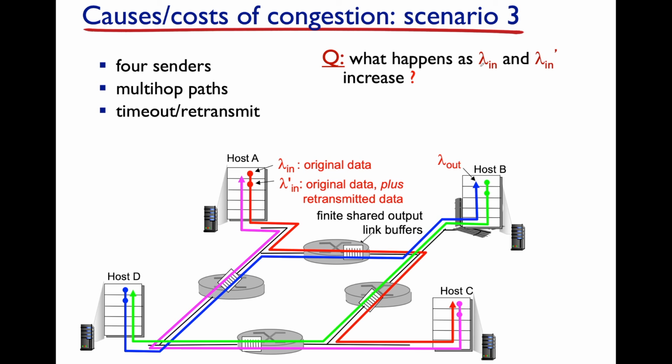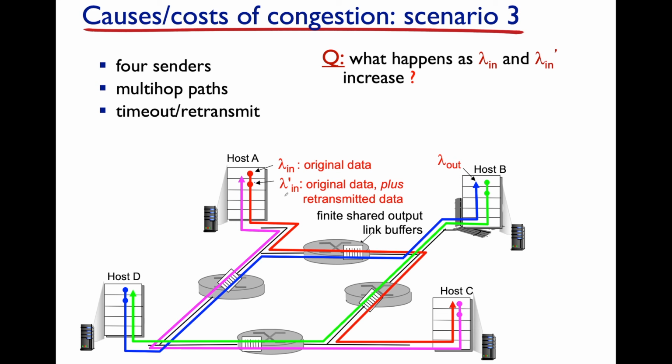If you have fractional usage of a link, that fractional usage from someone else's pathway between source and destination endpoint can result in buffers on the routers filling up. And so here we have 4 senders going to 4 receivers, and we have so-called multi-hop paths. Here, host A is sending, going across that top router, going across that right-hand router to destination host C, and then host D is going across that left-hand router, going across that top router to get to destination endpoint B. And so here we measure lambda in for host A, lambda in prime for the transport layer on host A, and we're also looking at lambda out for host B.